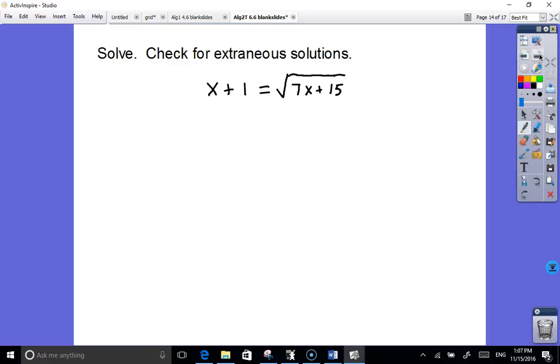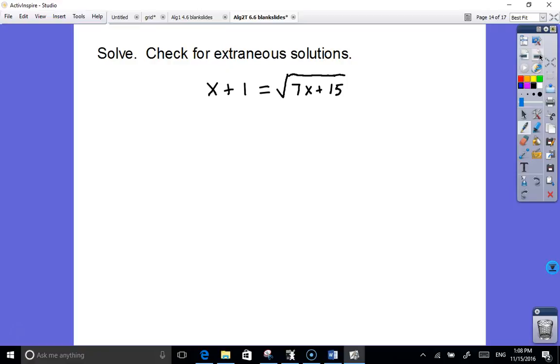Okay, now, this is where it gets one step more difficult, which is the directions say solve, check for extraneous solutions. Where did we see that term before? With absolute values also, right? So what was an extraneous solution in absolute values? Right, you had an answer that you solved correctly for, but it didn't check. That's an extraneous solution. So we have the same concept here.